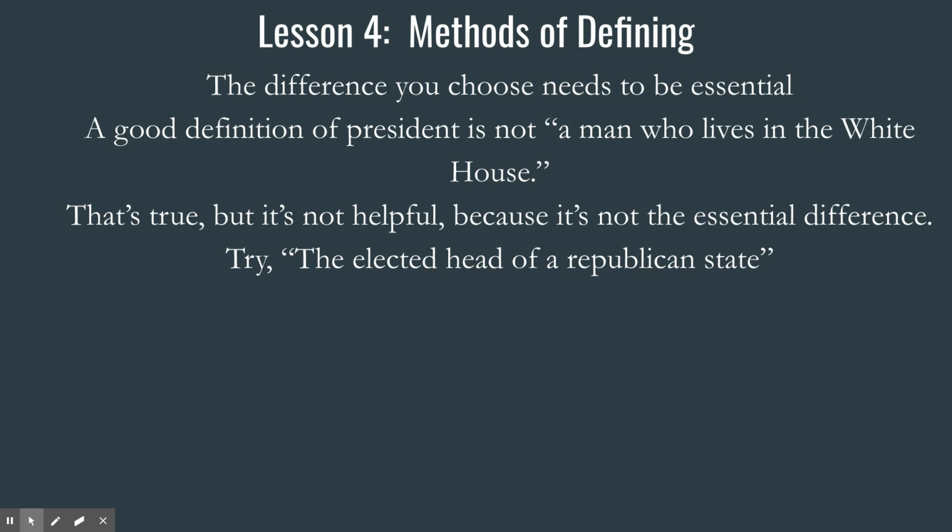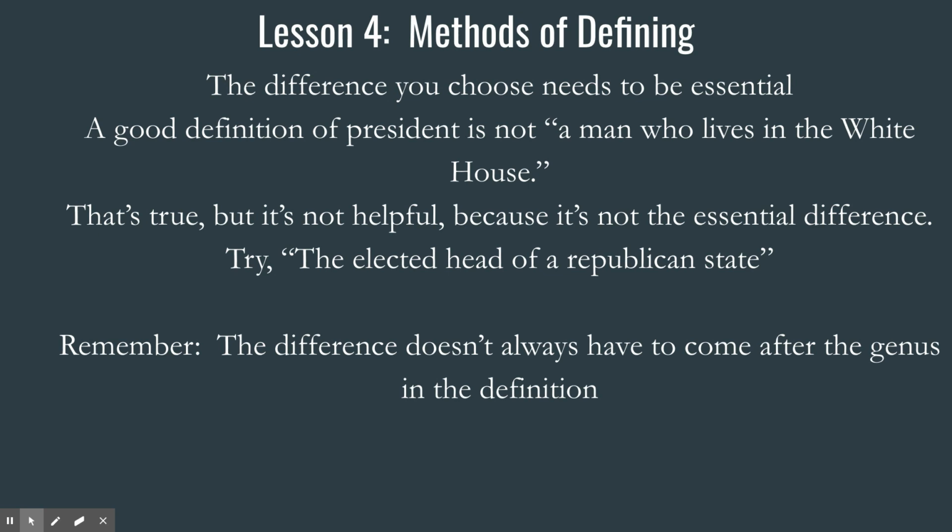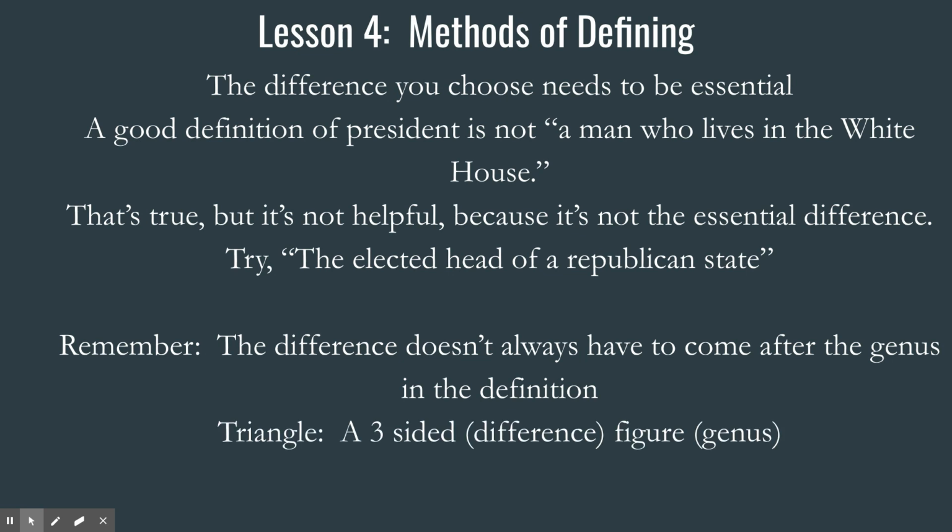The president is the elected head of a Republican state. So this elected head is the genus. A president is the elected head, that's our genus, of a Republican state. That's our difference. What makes him different than other rulers? He's the elected head of a Republican state. So remember, the difference doesn't always have to come after the genus. So if I asked many of you what a triangle is, you would probably say a three-sided figure. And if you did that, that would be great.